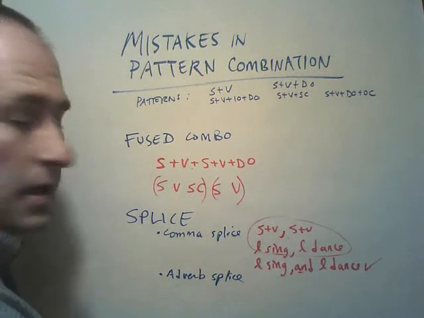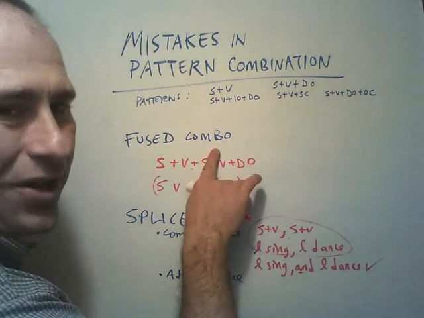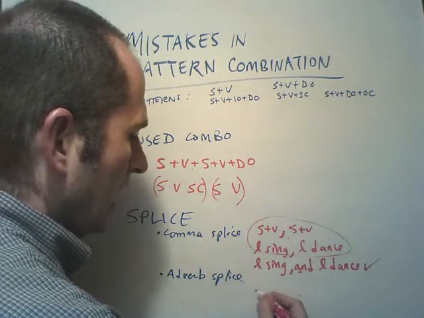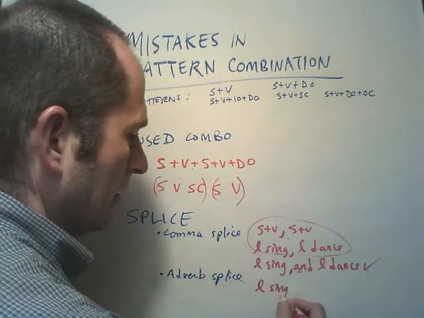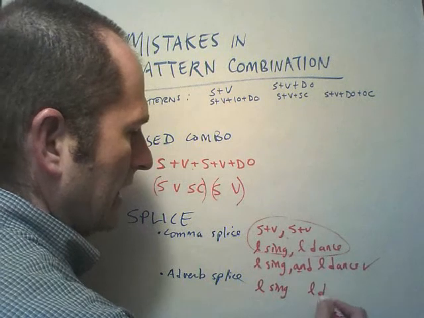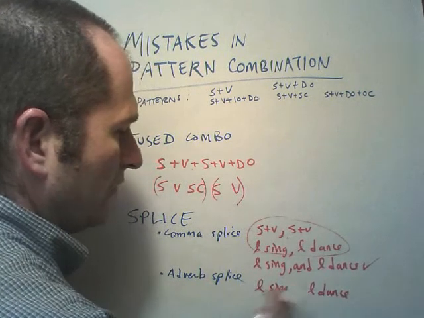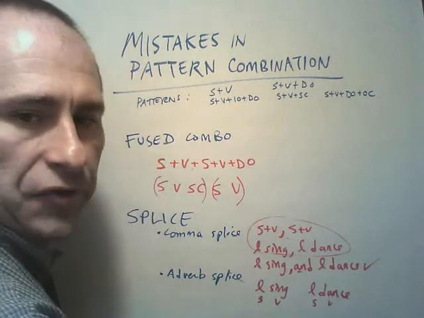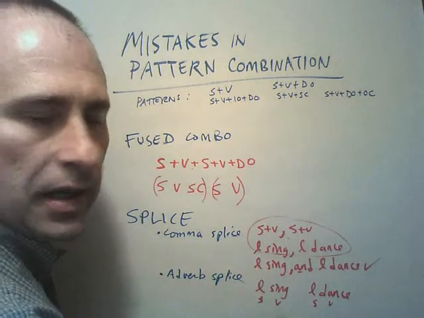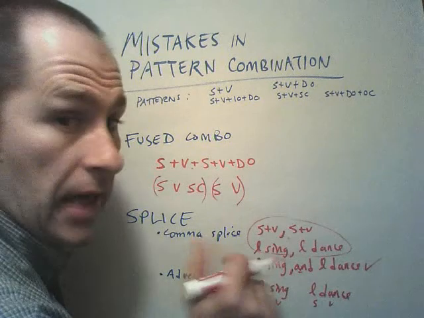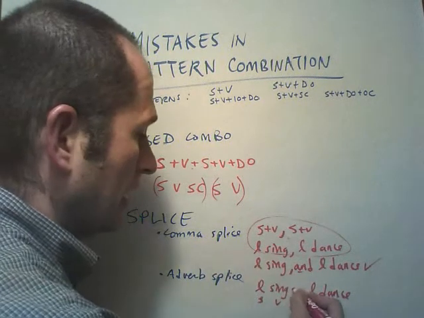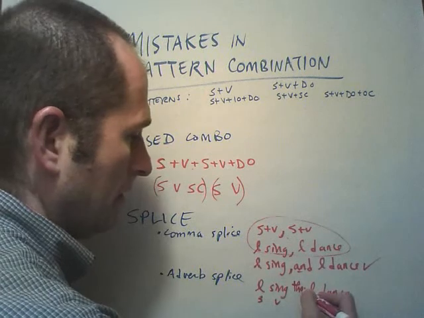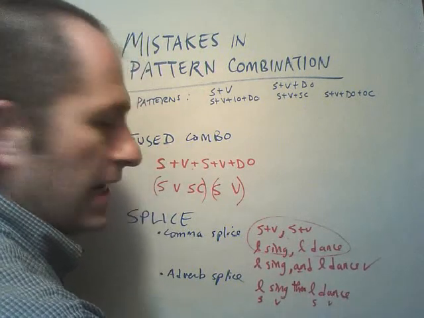Now, what about the other splice that I often see, which I call the adverb splice. Okay, and it really is kind of a fused combo. But here's what happens: you take I sing, I dance. Subject verb. See the pattern? So you do have 2 patterns here. You're going to combine them together. Let's just combine them together with a word that's not a conjunction. How about then? I sing, then I dance.